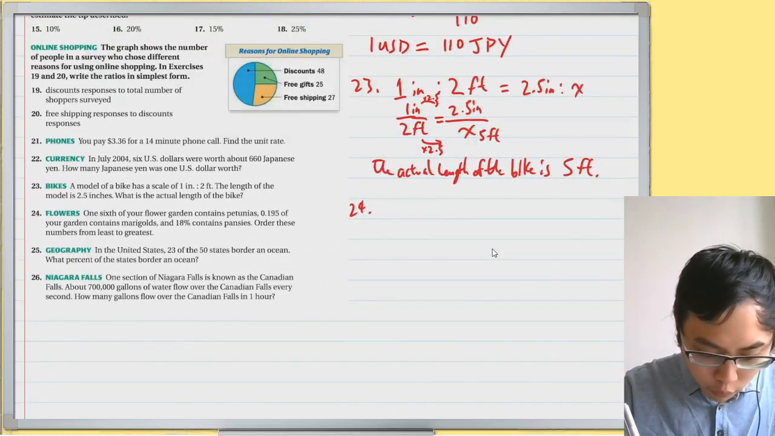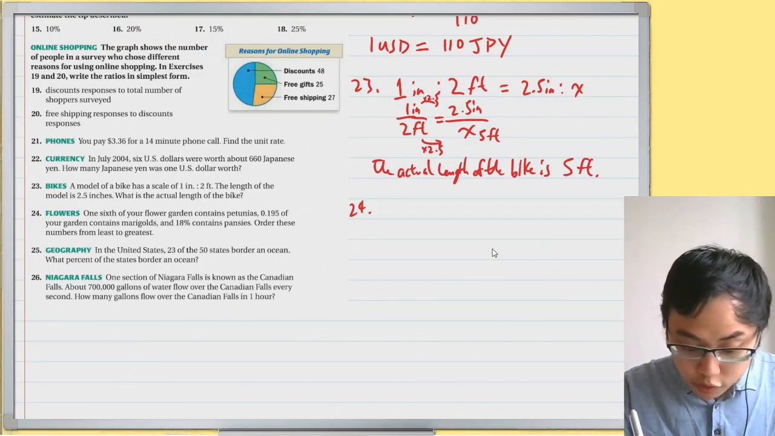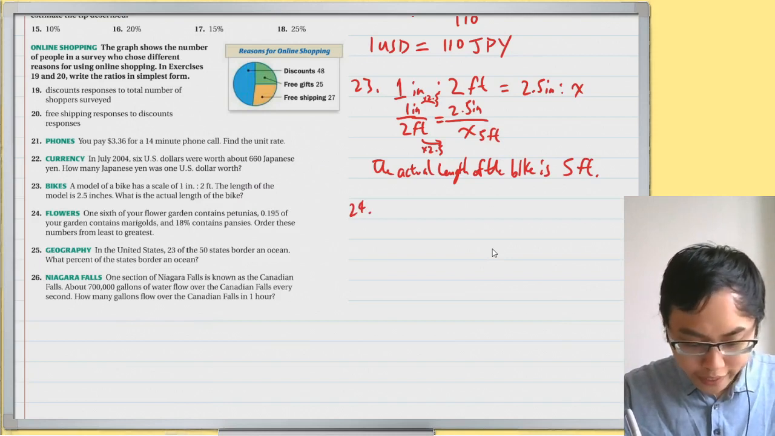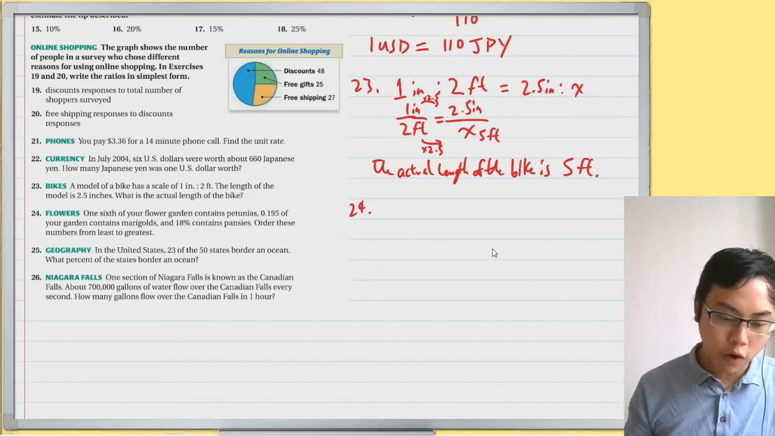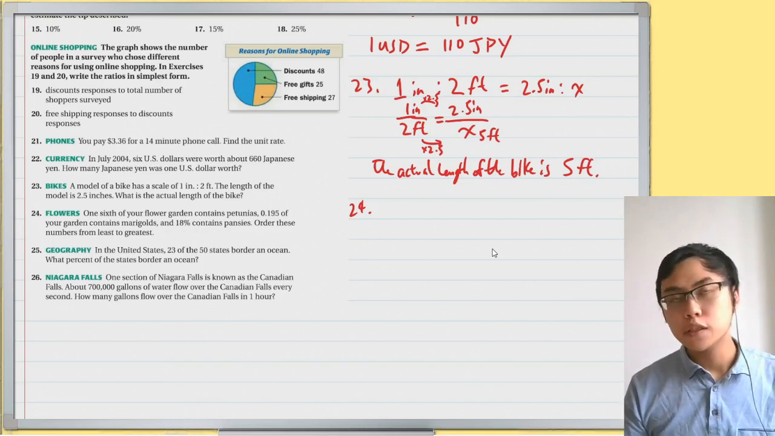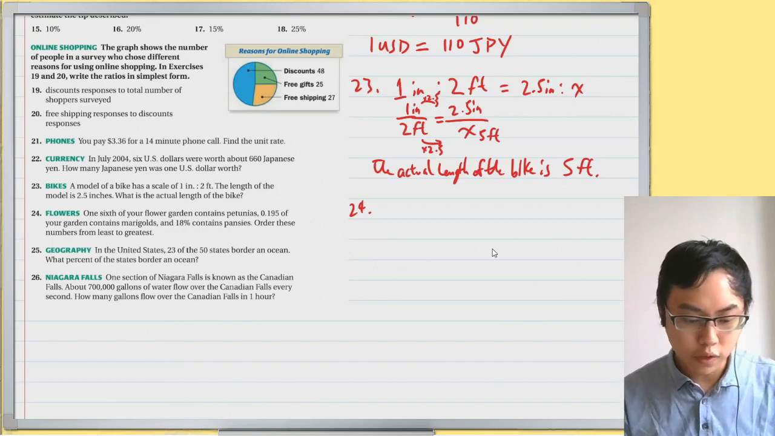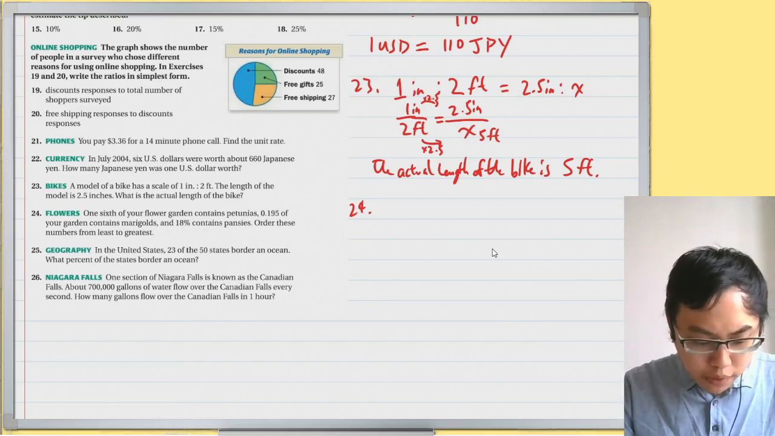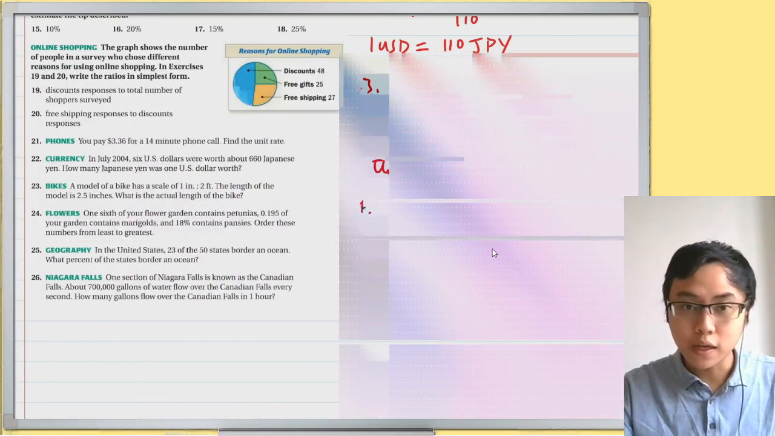Good. Question 24. 1/6 of your flower garden contains petunias. 0.195 of your garden contains marigolds, and 18% contains pansies. Order these numbers from least to greatest. So we need to convert them all into the same type of number, either fractions, percents, or decimals. I think it would probably be easier to convert them all into percents.